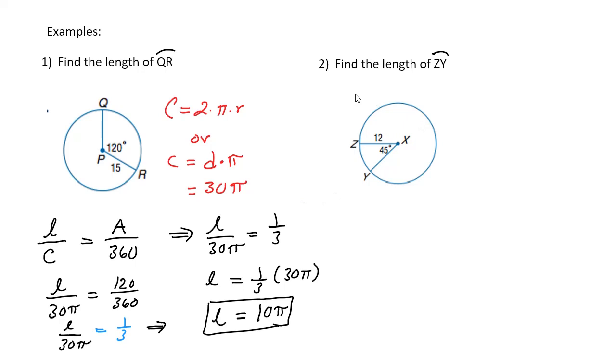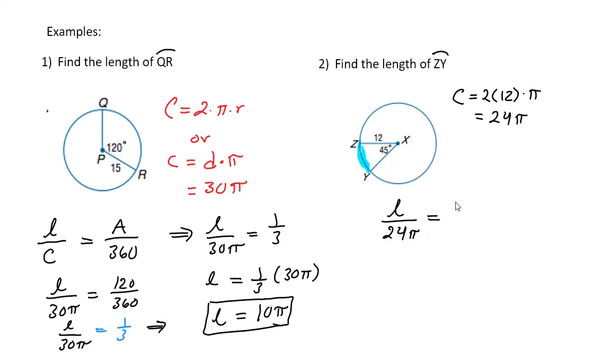Number 2, find the length of the arc ZY. So we're looking for the length of that. How much out of the entire circle is represented by that arc? Once again, let's first go ahead and figure out what the circumference is. The circumference is going to be equal to 2 times the length of the radius times pi, so that means the circumference is 24 pi. Now that we have that piece, let's make the substitutions into the proportion, where the length of the arc is divided by the circumference, 24 pi.